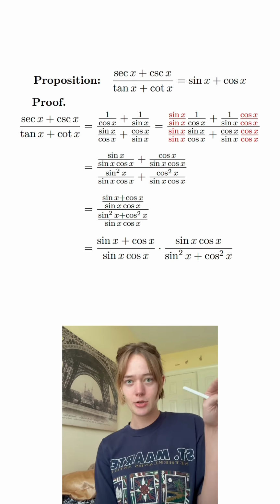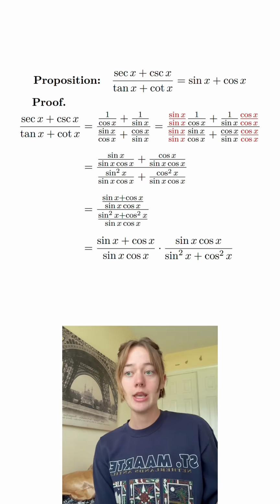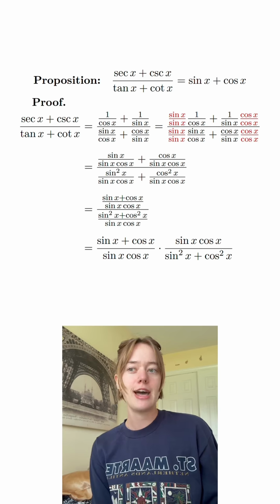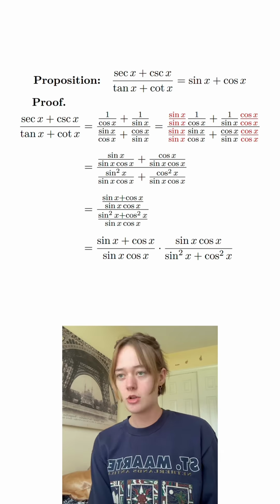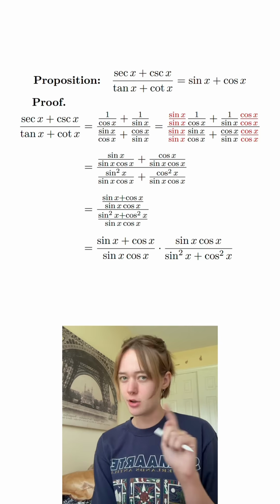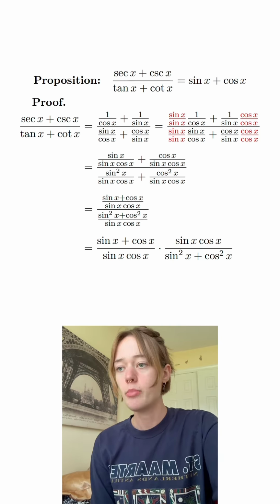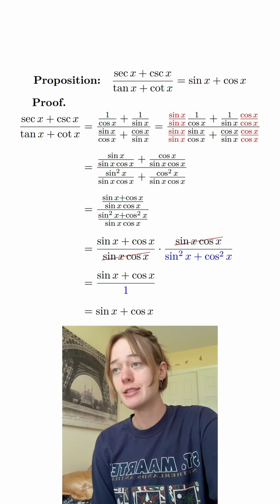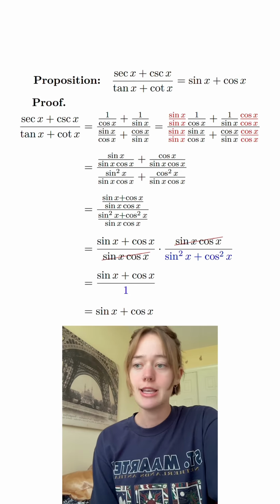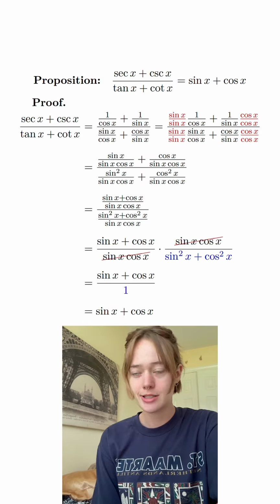So these things cancel, right? Anything divided by itself is 1. And then we should recognize that sine squared x plus cosine squared x is equal to 1, right? This is one of the most common Pythagorean identities. You should know this if you're in trig. So putting that all together, we end up with exactly what we want. That, our left side, is equal to sine of x plus cosine of x. That's really it.